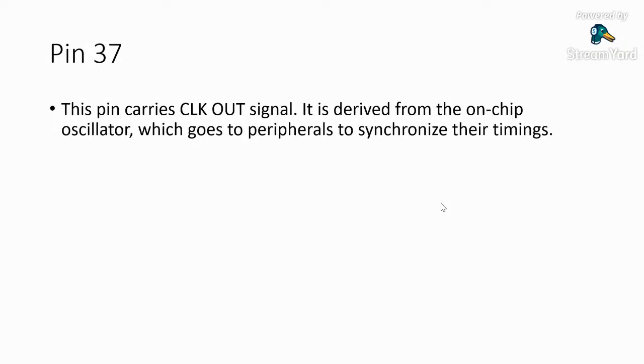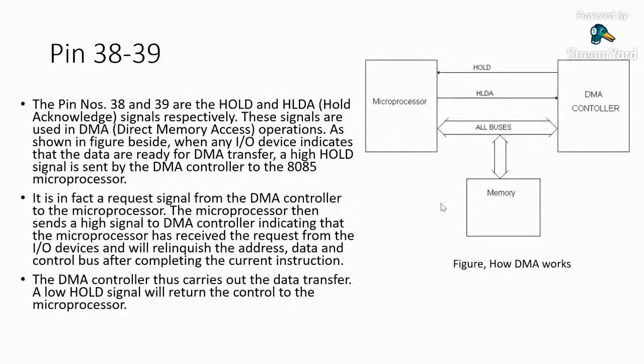And then finally we move to pin 37. This pin carries the clock out signal. It is derived from the on-chip oscillator. Then we have pins 38 and 39.